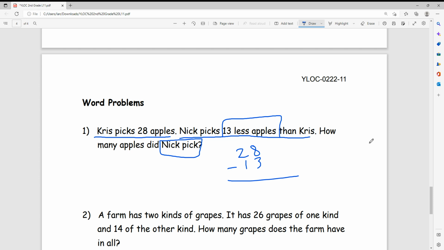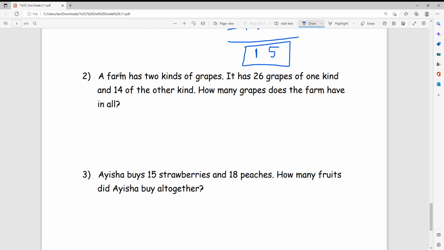So 8 minus 3, we can do here on the side. Go to the left 3 times because we're subtracting. 1, 2, 3, 7, 6, and 5. So answer right here, write it down. 5. And then 2 minus 1, go one to the right, and then it's just 1. So answer is 15.